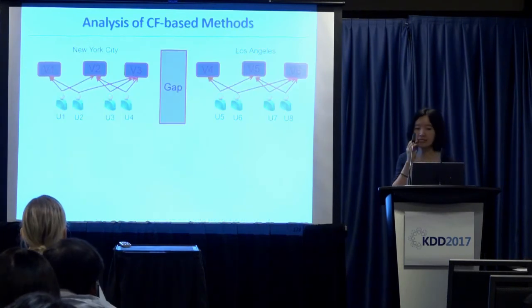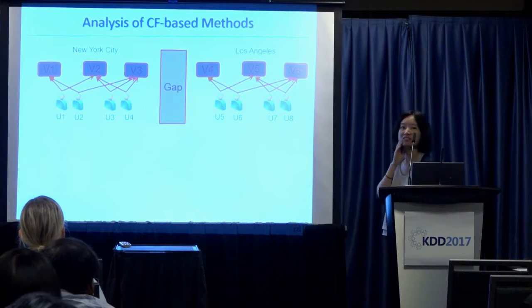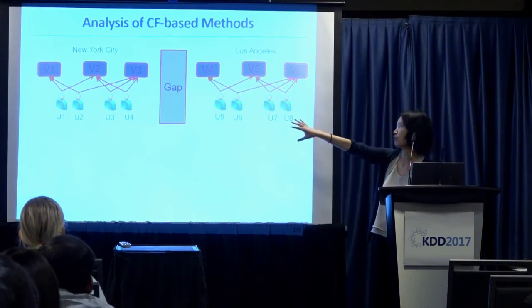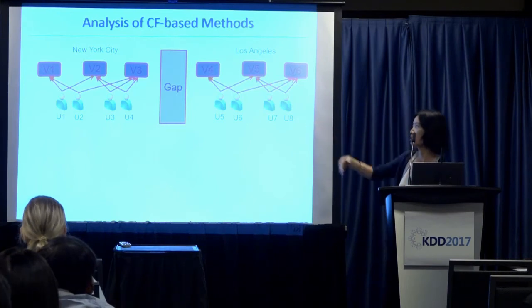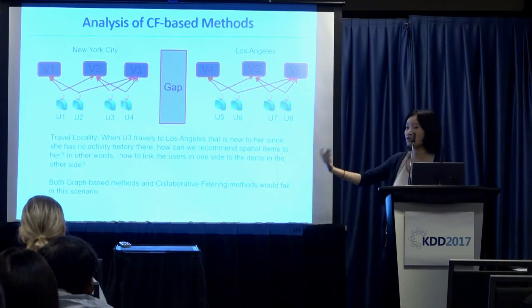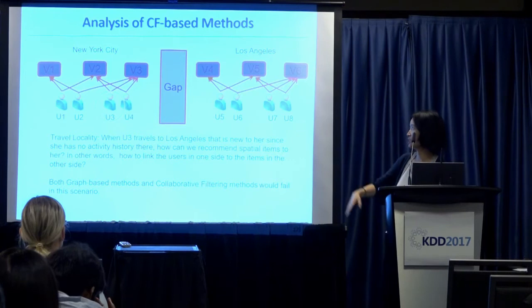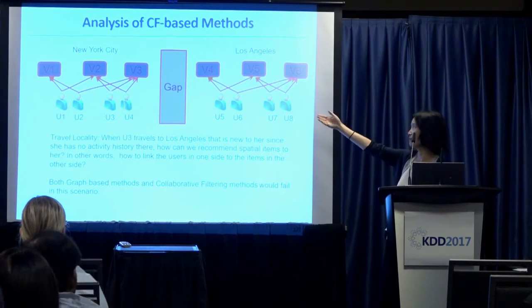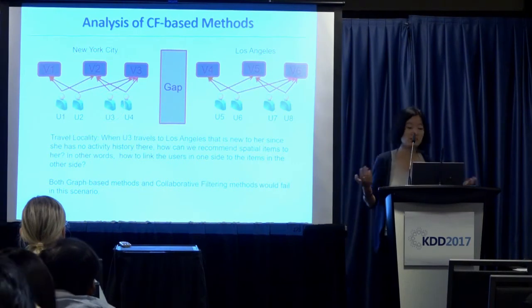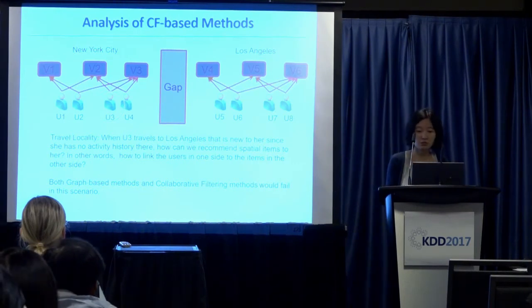So essentially, we really wanted to design something to bridge the gap here. Naturally, we form two clusters, which are based on the two cities. Suppose some user usually does activities in New York City and wants to visit Los Angeles. We want to recommend a very interesting activity or spatial item for him or her. What should we do?